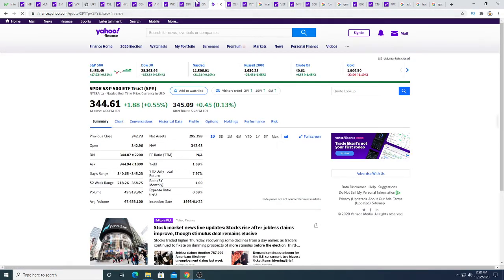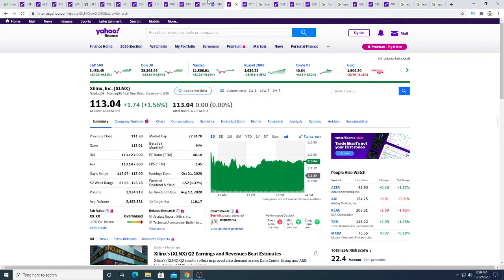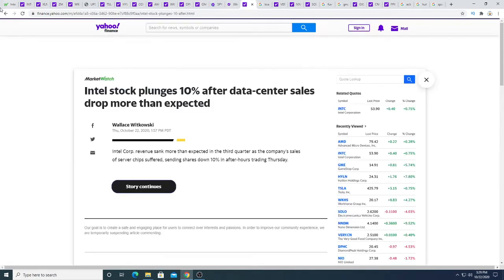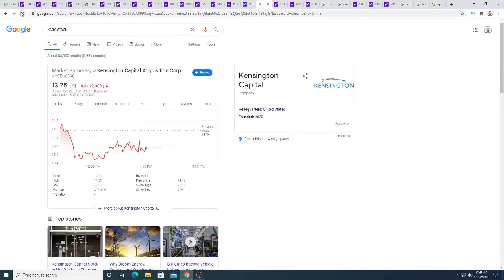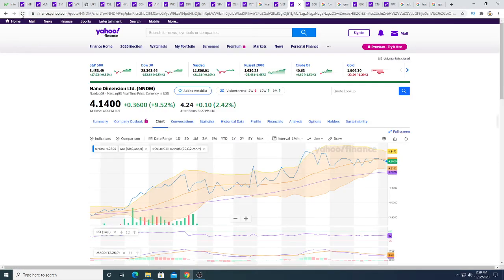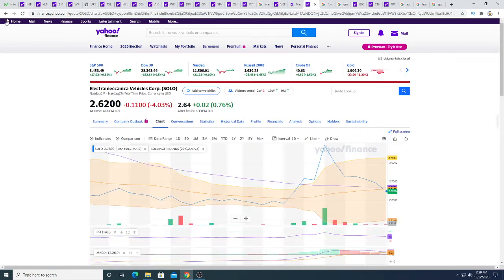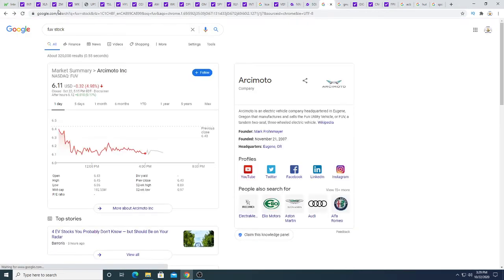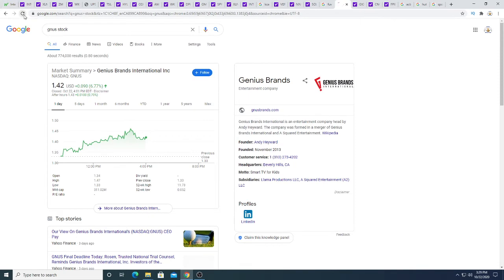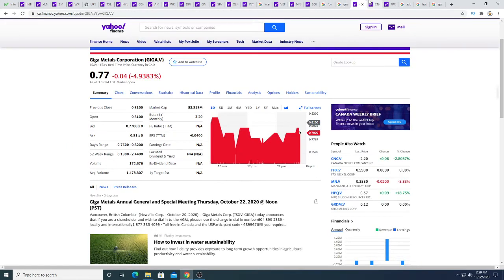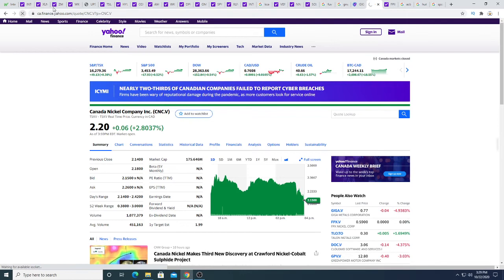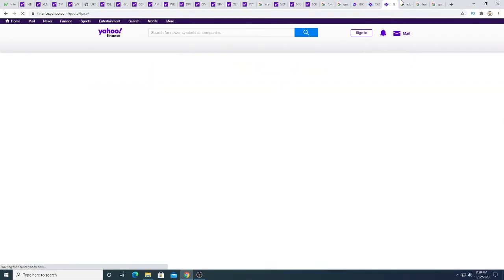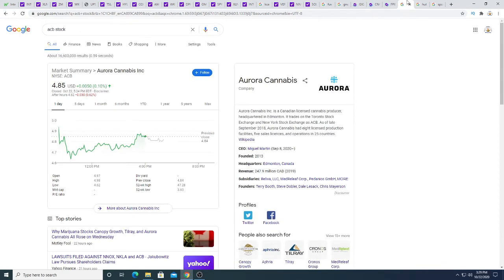The SPY right now is up 45 cents after hours, 0.13%. Xilinx is neutral. Intel is down, not too much. Kensington Capital Acquisition Corp is neutral. Nano Dimension is up 10 cents after hours. Solo is up 2 cents after hours. Arcimoto is up a penny after hours. Genesis Brands is neutral. Giga Metals is down 4 cents today. Canadian Nickel was up 6 cents. FPX is flat. ACB is down 3 cents.